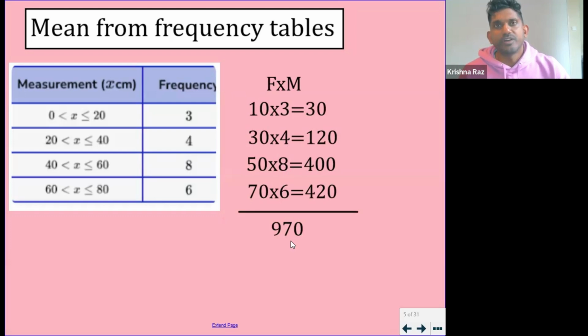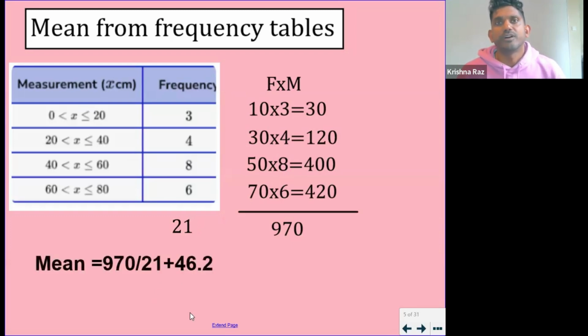So people will divide by the number of categories. There are not 4 items of data here. There are 4 categories. We need to add the frequency up, and we divide by 21 because there are 21 items of data. Do not divide by the number of categories, in this case 4. And we can see our answer is 46.2.